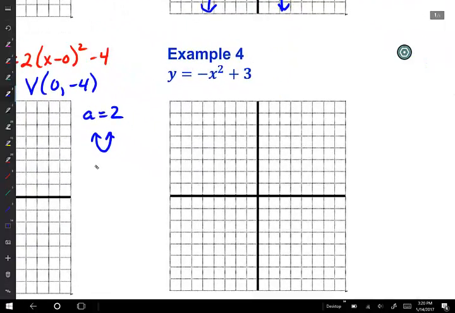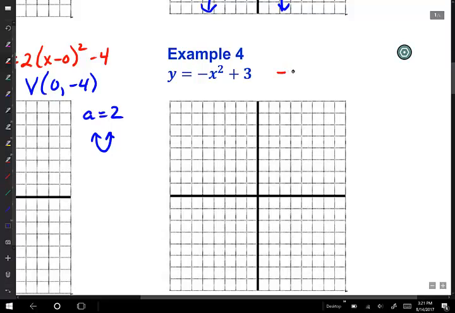We've got negative x squared plus 3. Once again, we can write that in vertex form as negative (x minus 0) squared plus 3. That means the vertex is (0, 3), and the a value is negative 1. So we can go to (0, 3).